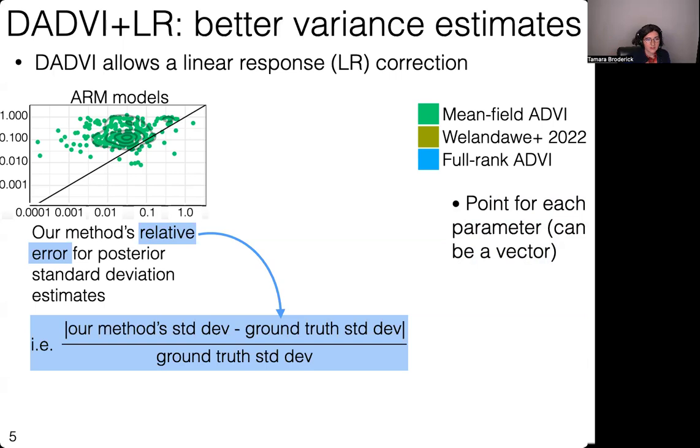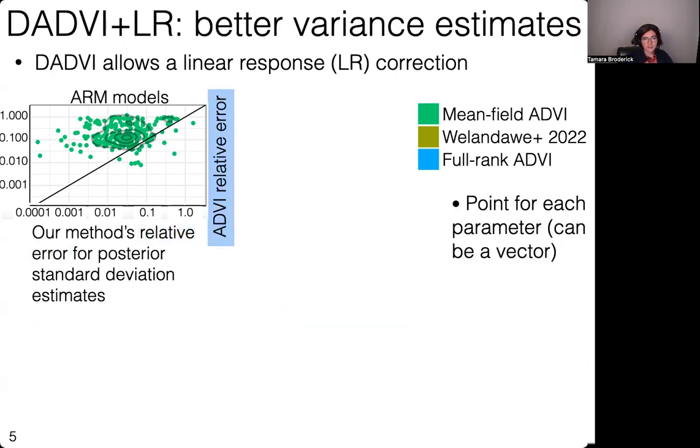Okay. So now on the horizontal axis, there's our method's relative error. On the vertical axis, we'll have the other method's relative error. So in this case, mean field ADVI's relative error.